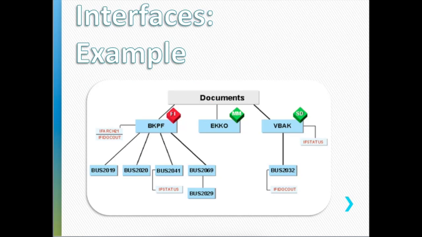If you look at the example, under the document sections, you have financial documents, you have a purchasing document, and you have a sales document. All these financial, purchase or sales documents like BKPF, EKKO, VBAK can be considered as interfaces. Under these interfaces, you will have multiple business objects on the finance side, or purchasing side, or sales side.